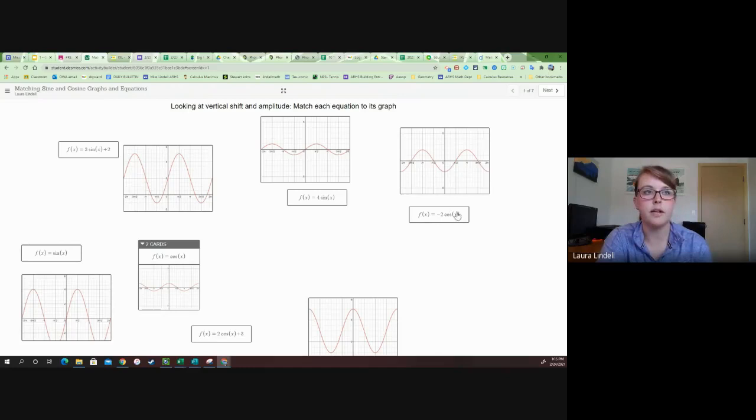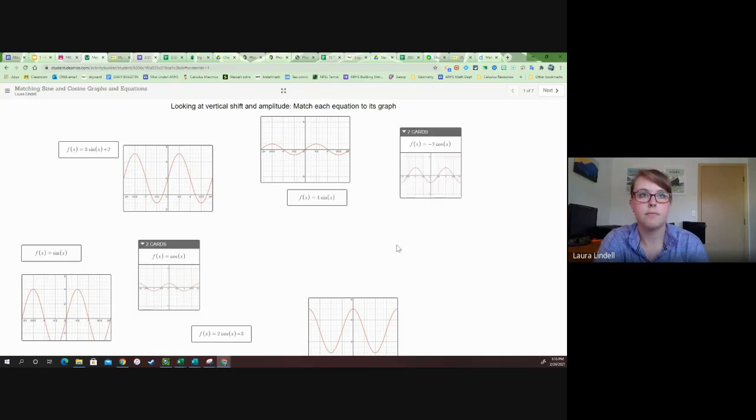Or negative 2 cosine, so I know I'm looking for a cosine curve that starts down at negative 2 and isn't shifted. So that'll be this one. Or for 4 sine of x, I know I'm looking for a sine function with an amplitude of 4 that's not vertically shifted anywhere. So we're matching and going through and finding those.